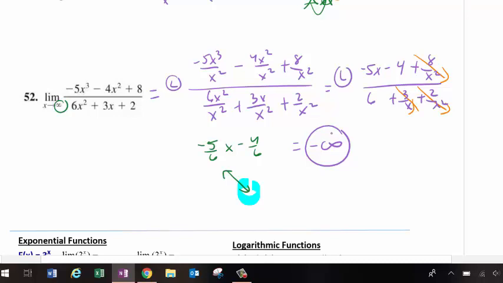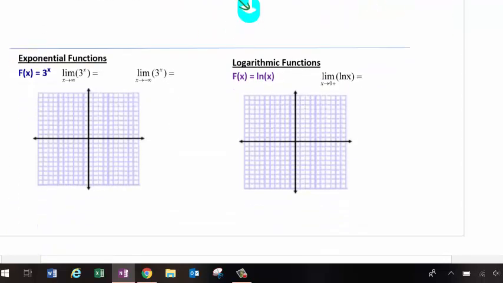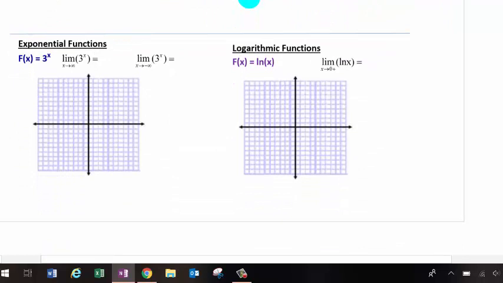Two last examples. Again, anytime you need to pause, pause. But these two are ones where we just want to know the shape; we should already know the shape. An exponential goes through the point (0, 1), and it has an asymptote here. So the limit as x goes to infinity gives me that arrow on the top, which is positive infinity. The limit as x goes to negative infinity is over here, which is approaching 0. Look at the graph.